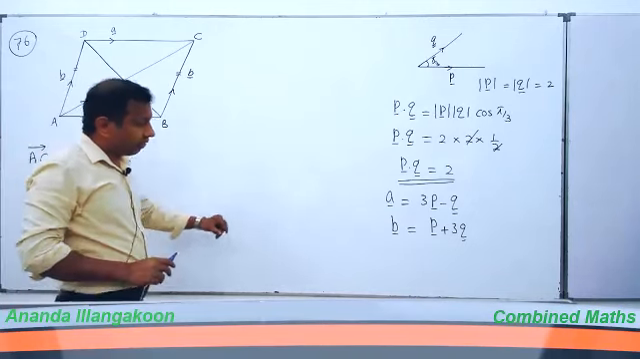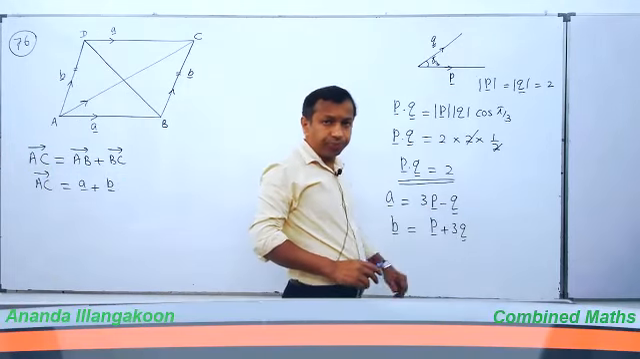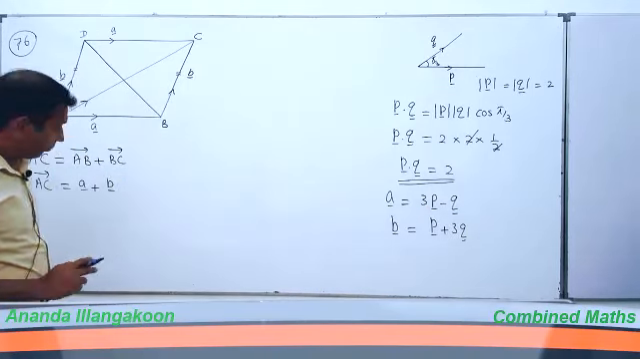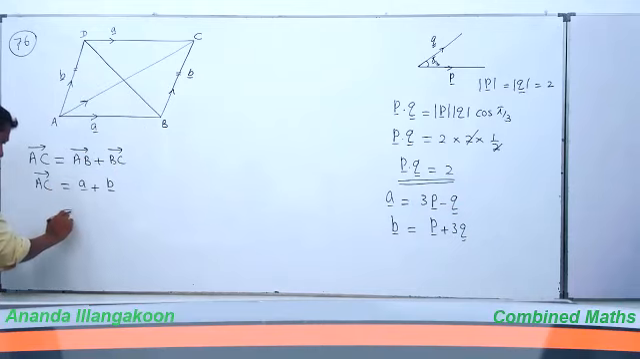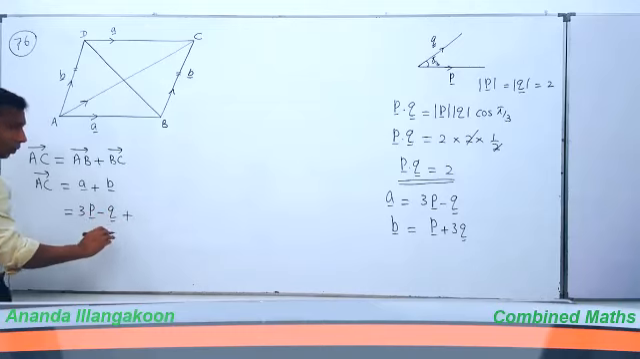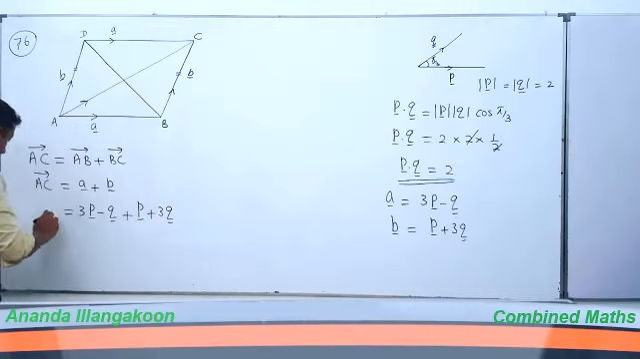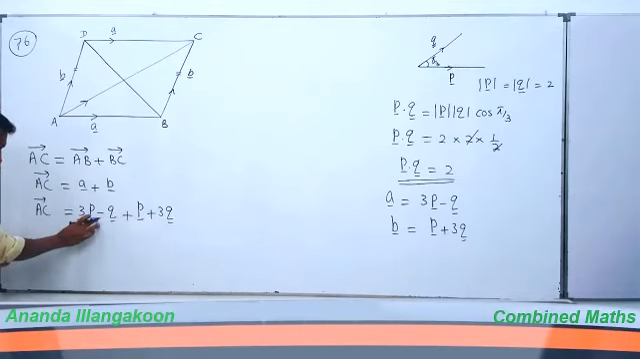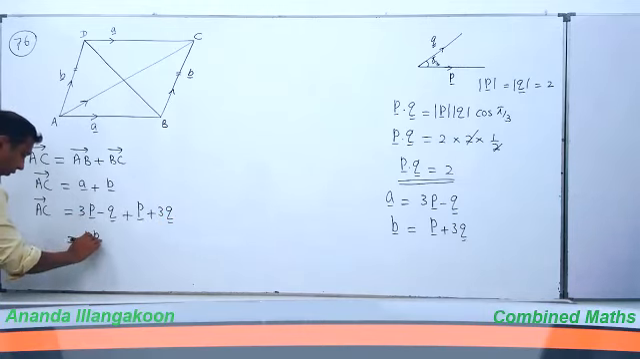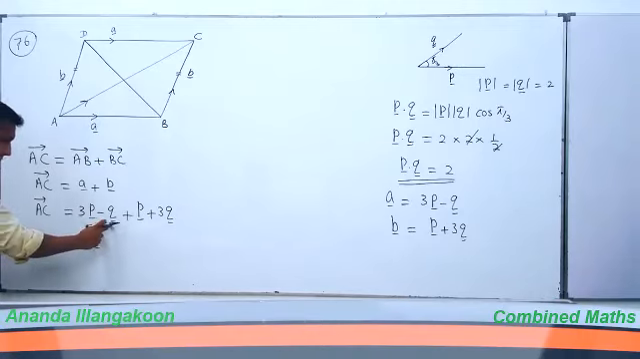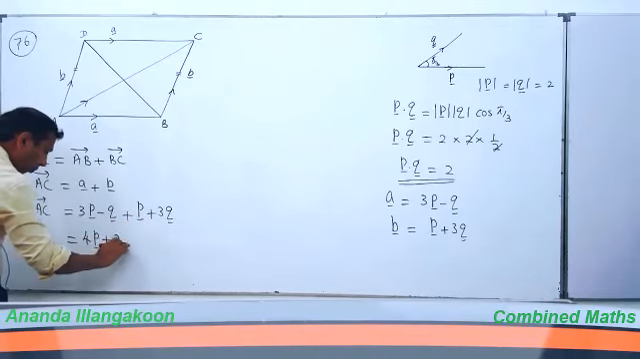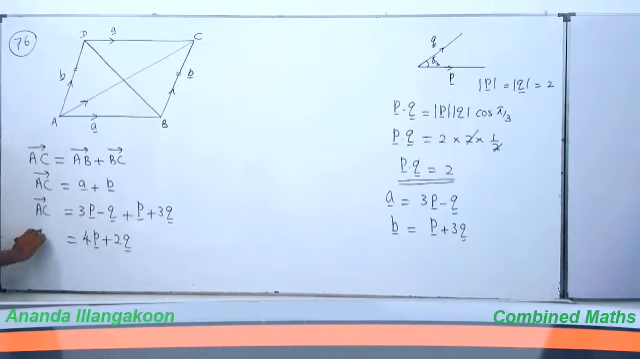Vector A is given as 3P minus Q, and vector B is P plus 3Q. Then the vector AC is A vector, 3P minus Q, plus B vector, P plus 3Q. Simplifying this, 3P plus P is 4P, and minus Q plus 3Q is plus 2Q. This is what we get: AC vector is 4P plus 2Q.